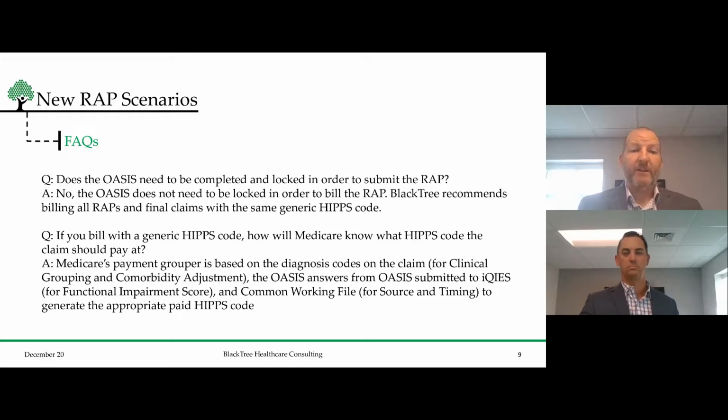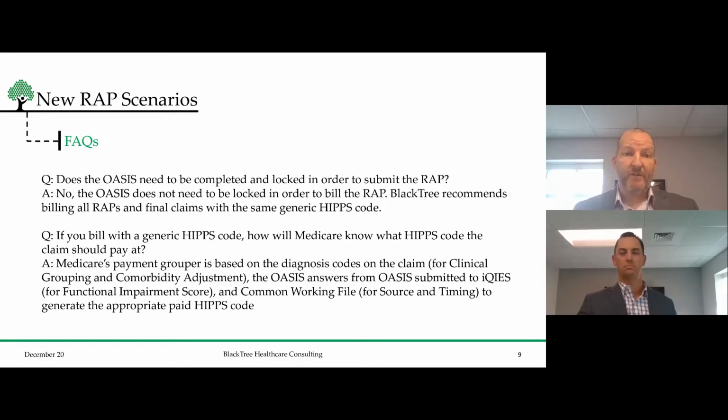Well, that's why they really limited the amount of information that you need in order to build this wrap. One of those pieces is that you do not need the OASIS to be completed and locked in order to submit the wrap. So the big question that follows is, all right, the OASIS is what I use for my HIPS code. What if I don't have that OASIS lock? I'm not going to have a HIPS code. The guidance that has come out is that you just need a valid HIPS code on that wrap.